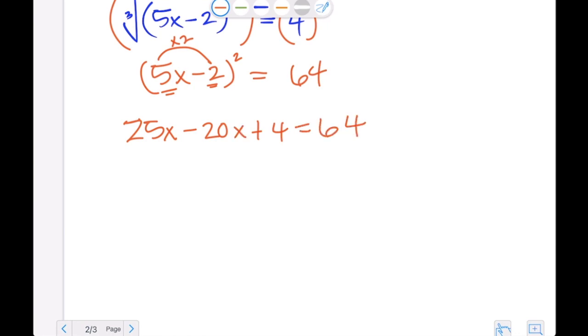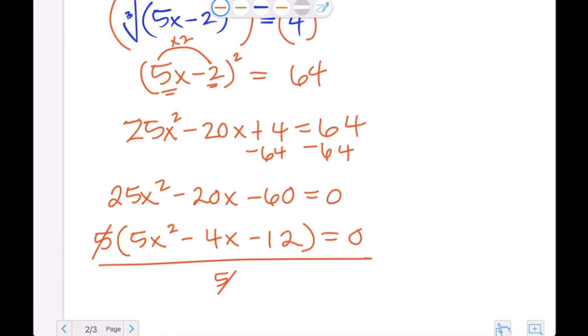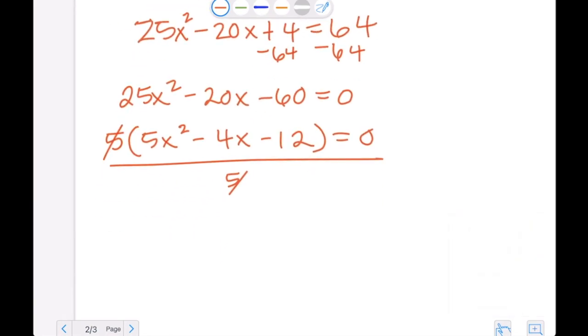Now notice, I should have put a square right there, we're dealing with a quadratic, so we want to get the equation set equal to 0. So we have 25x squared minus 20x minus 60 is equal to 0. Here you can go ahead and factor it and solve from here, but it's a lot easier if you factor out the greatest common factor. So we can factor out a 5 and get 5x squared minus 4x minus 12, set equal to 0. We could essentially just divide everything by 5, and then that's gone. We really only care about that 5x squared minus 4x minus 12.